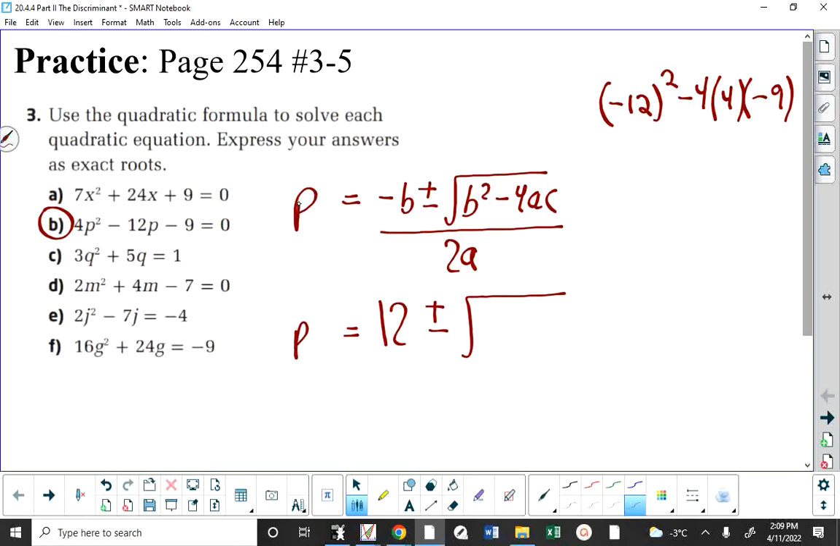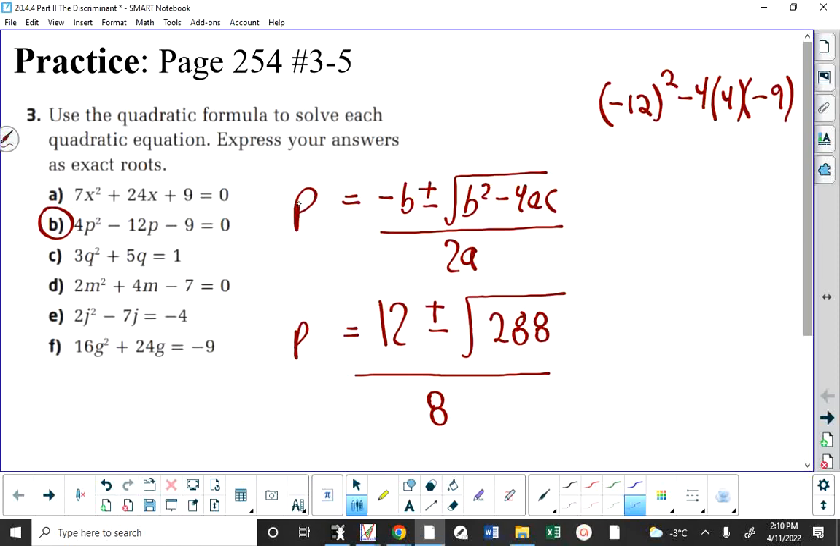Is that 288? So plus or minus root 288 all over 2a, which is 8. Now don't forget, this was maybe just as important as the quadratic formula. Don't forget that you can only cancel things that are factors. So you can't start canceling anything out of the 12 and the 8 because it's not 12 times everything else.